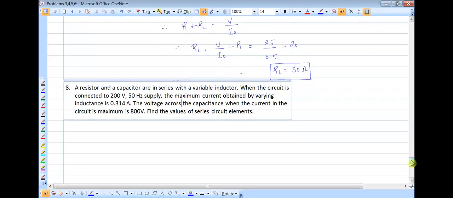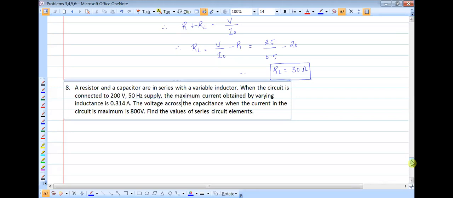We don't have RL here. In the previous problem, the resistance R was given, and RL was asked to be found out. Here, RL is not present. That means the resistance of the inductive coil is not considered. But the resistance itself is asked to be found out, which was given in the previous problem. Understand that? So the differences you need to find out.